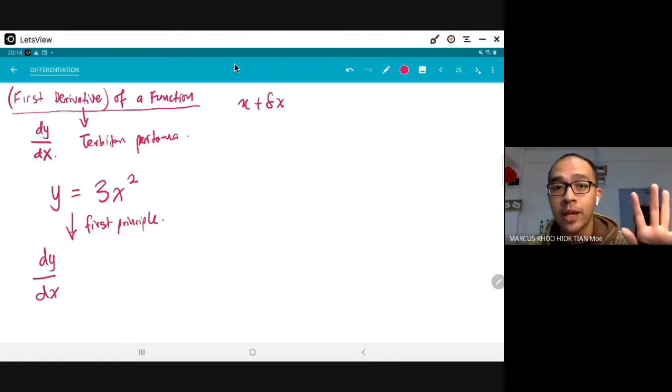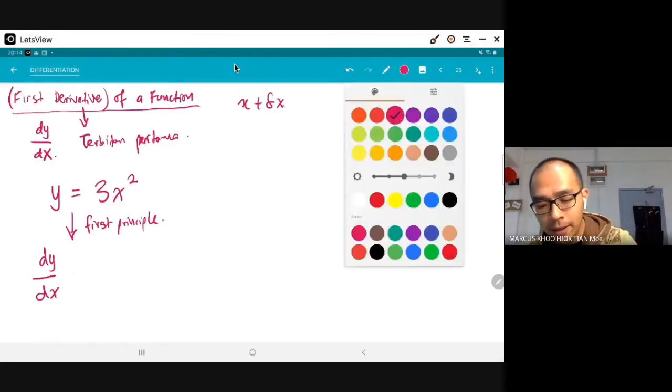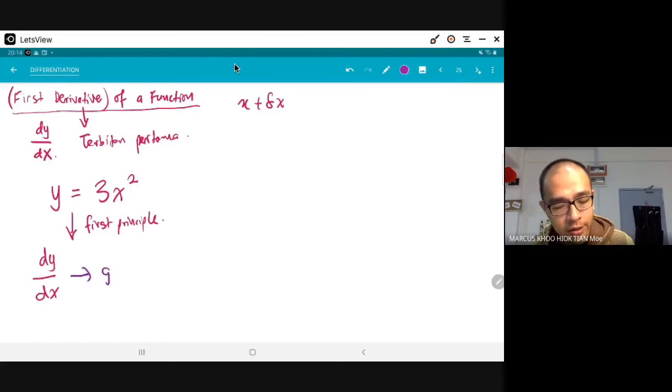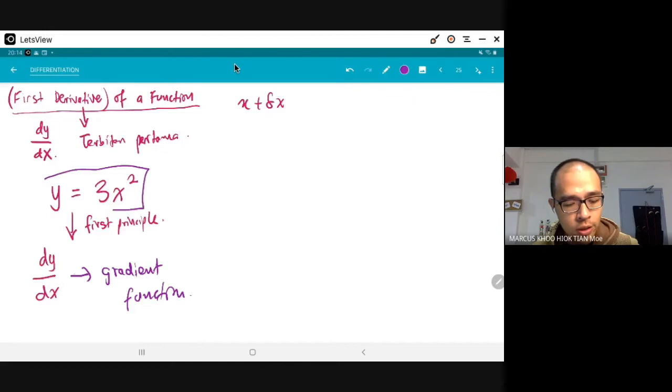I want to remind you that differentiation is the process of finding what I call the gradient function. These are all words that you're going to see, especially in subtopic 2.4. y equals 3x squared is the original function. Some people will call it a curve function, or a line function, depending on whether it's a curve or a line.